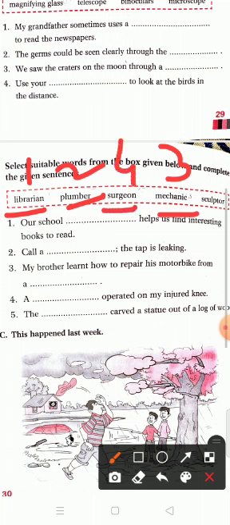Surgery, doctors who do surgery are surgeons. The dash carved a statue out of a big log of wood. Sculpture. A wooden statue made is called a sculpture. Okay.